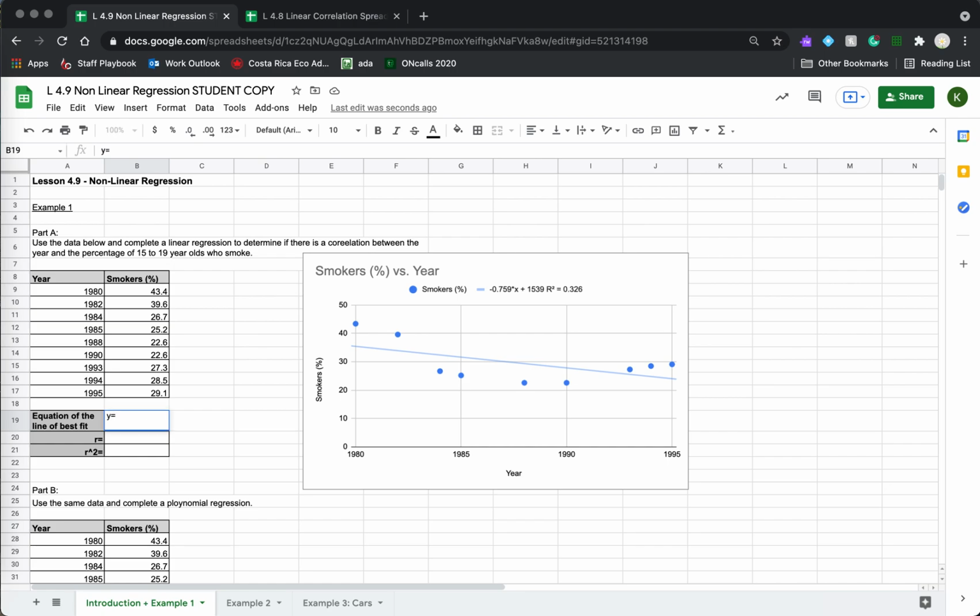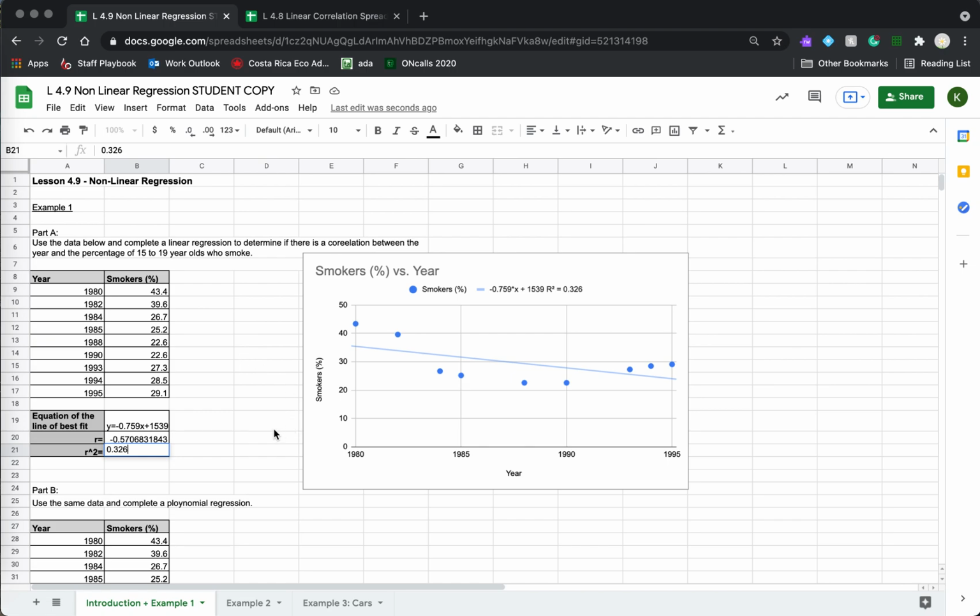So my equation of the line of best fit, I can see it there. We have y equals negative 0.759x plus 1539. And our R value, so we go equals CORREL, highlight my years, comma, highlight my y values, and we don't want this to autofill. And our R squared, we can see on our chart, is 0.326.